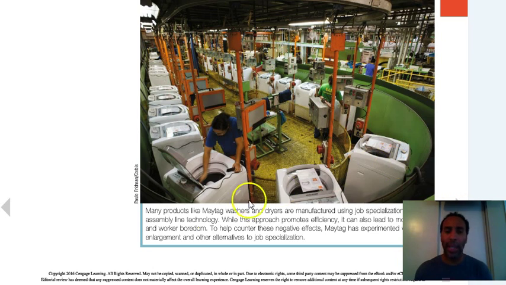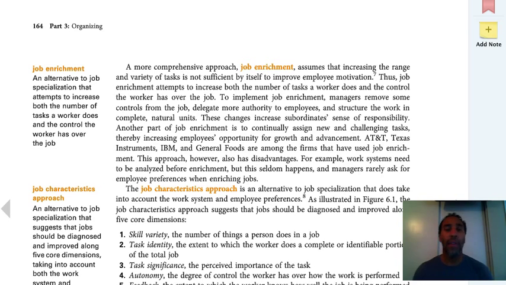If you look at Maytag, so many producers like Maytag washers and dryers are manufactured using job specialization and assembly line technology. Get on the assembly line, you're going to do specifically one thing. Bam, you hit widget A into widget B. While this approach promotes efficiency, it can also lead to monotony and worker boredom, because if you're hitting A into B all day long, you better have one great playlist on your iPhone, because it's going to become very boring.